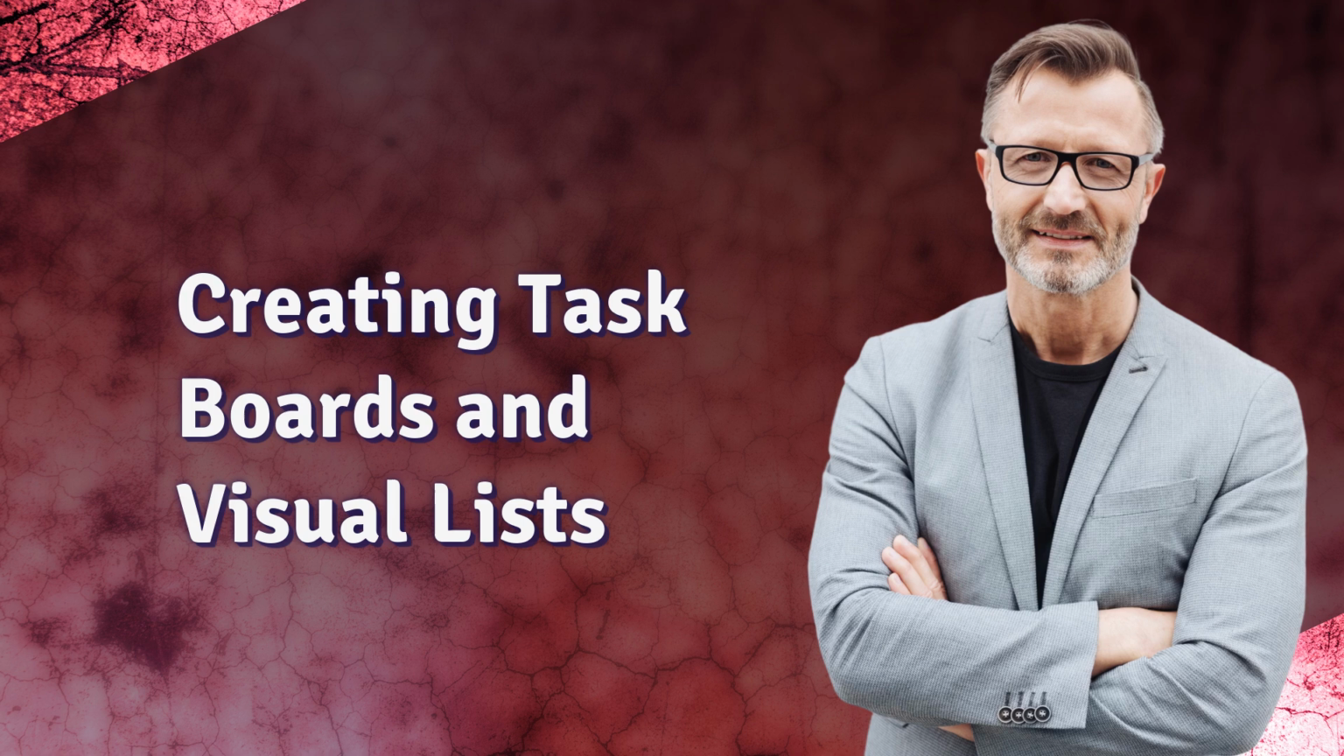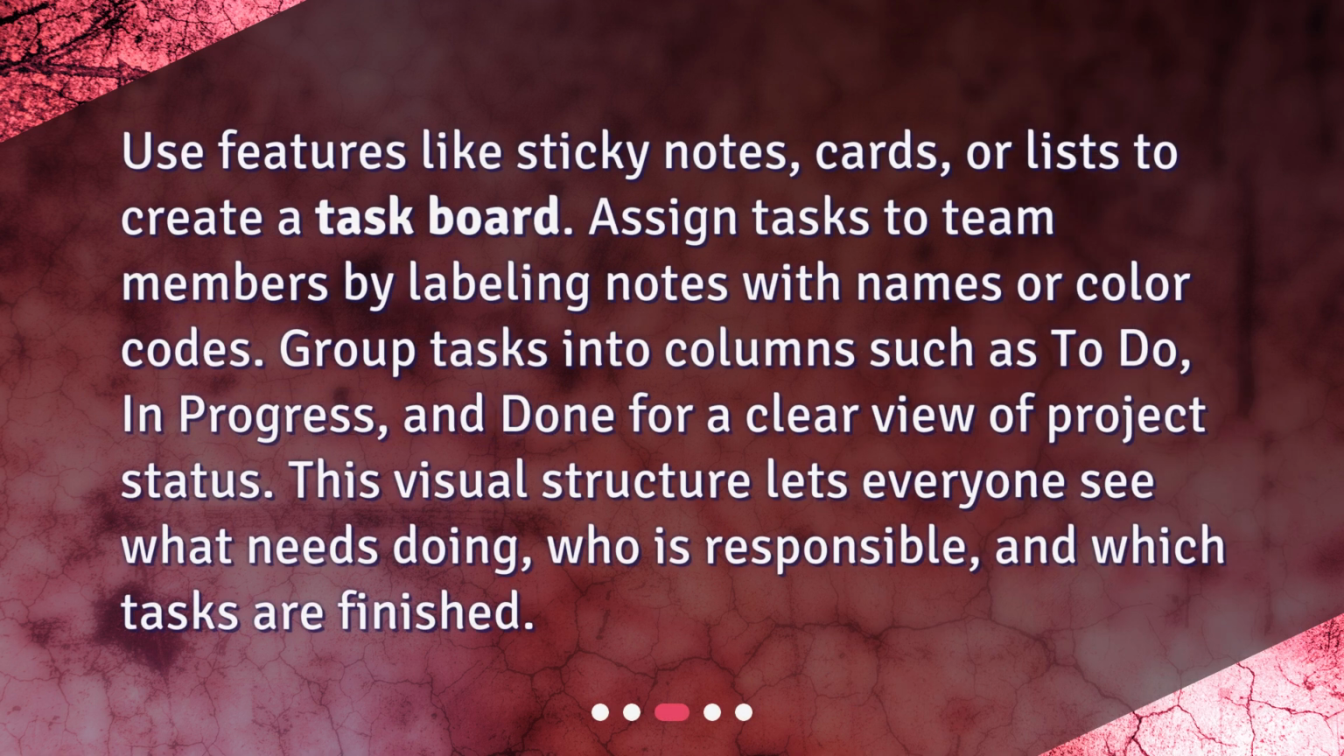Creating task boards and visual lists. Use features like sticky notes, cards, or lists to create a task board. Assign tasks to team members by labeling notes with names or color codes. Group tasks into columns such as To Do, In Progress, and Done for a clear view of project status. This visual structure lets everyone see what needs doing, who is responsible, and which tasks are finished.